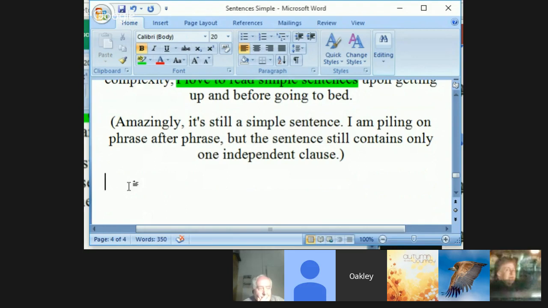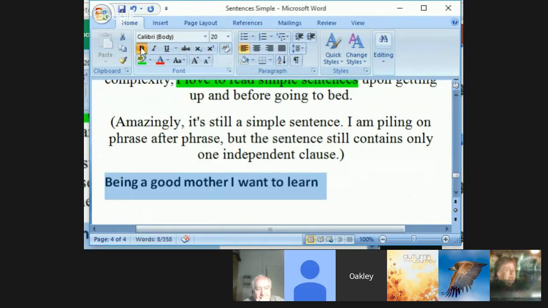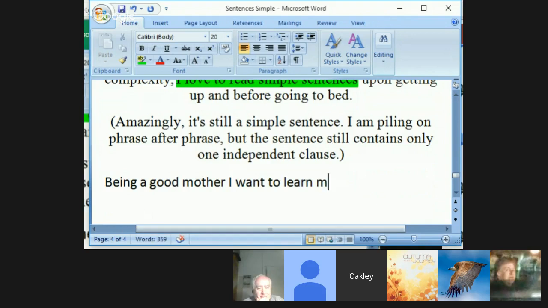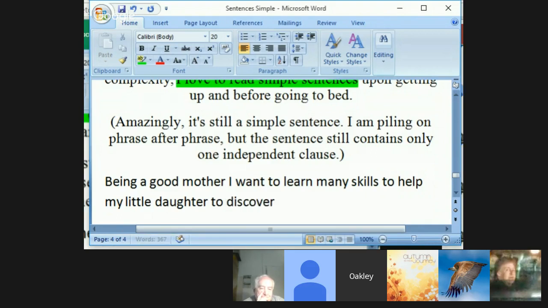Being a good mother, I want to learn many skills to help my little daughter discover the world. What's the word? Discover. Discover. World.